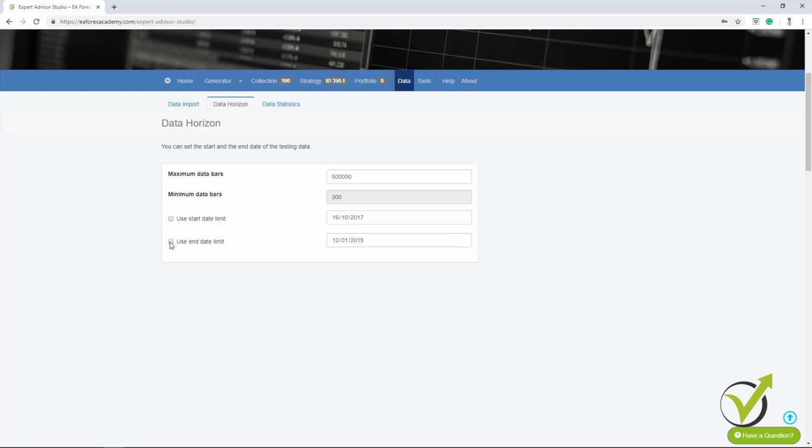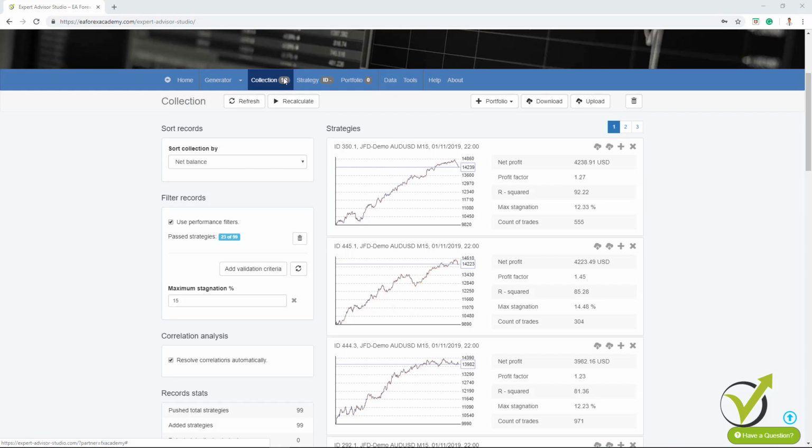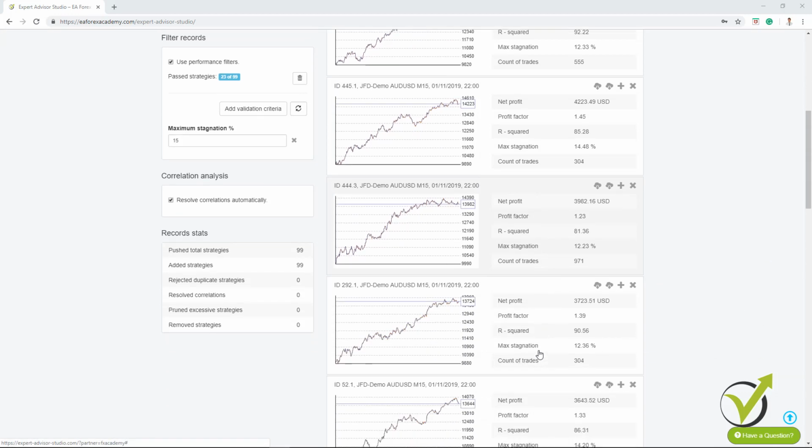Okay, by removing the tick, this means it's not using the end date limit, and I'm using all of the historical data that I have, okay? All of the historical bars that I have imported here in the strategy builder. And if I go to the collection, you will see that I have this recalculate button. Now, if I click on it, it will recalculate the strategies, including the last 1 month.